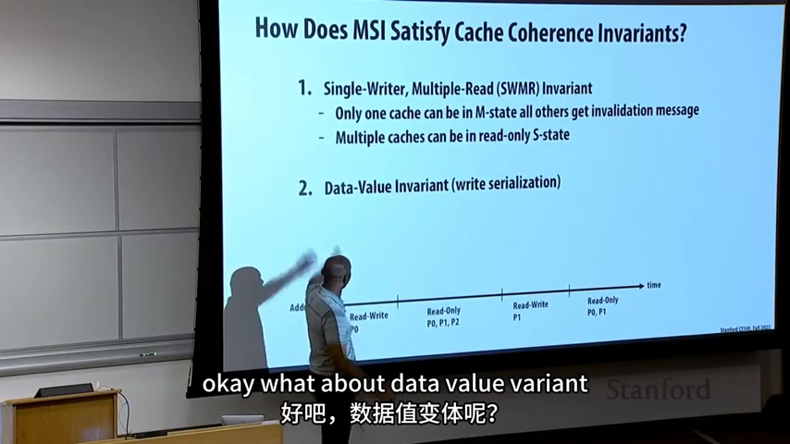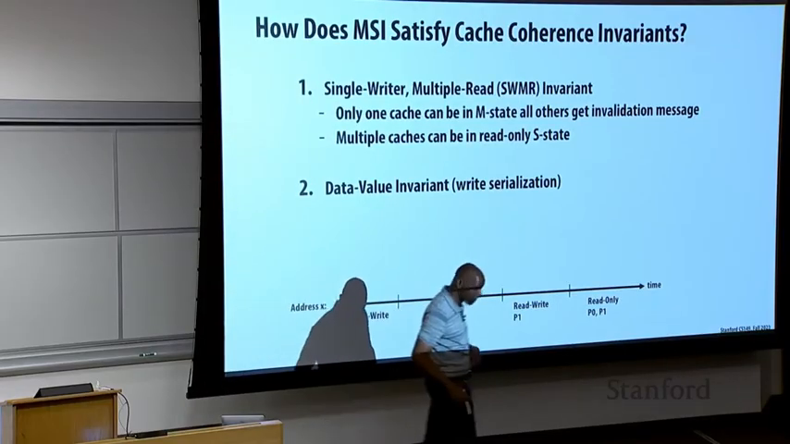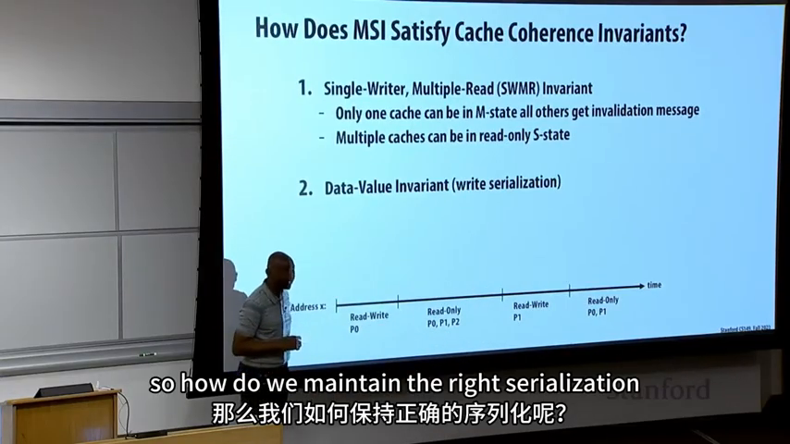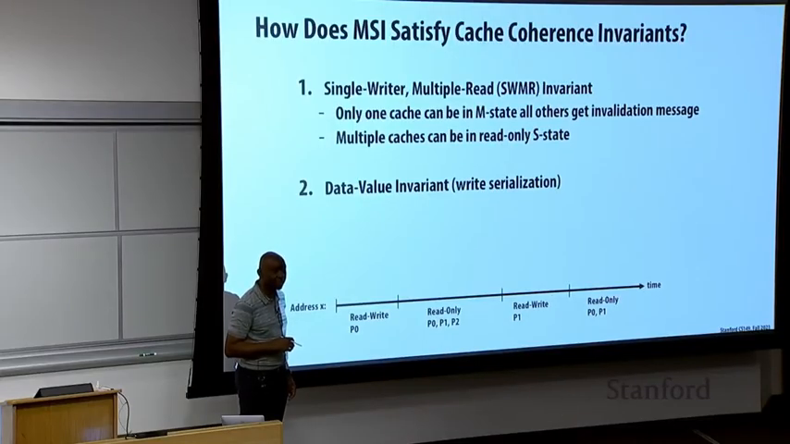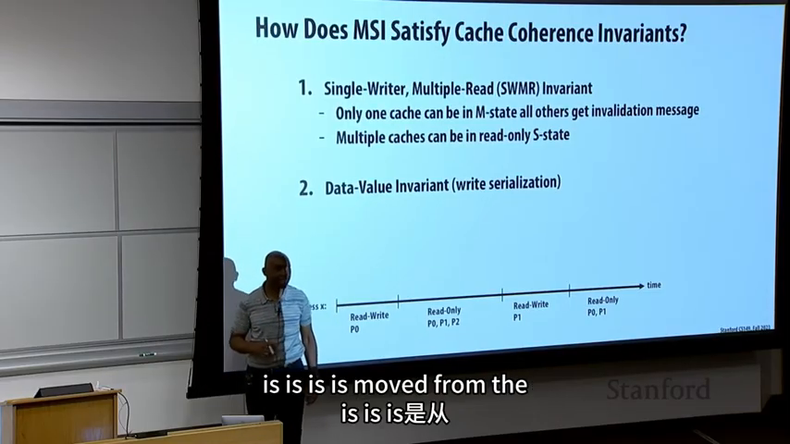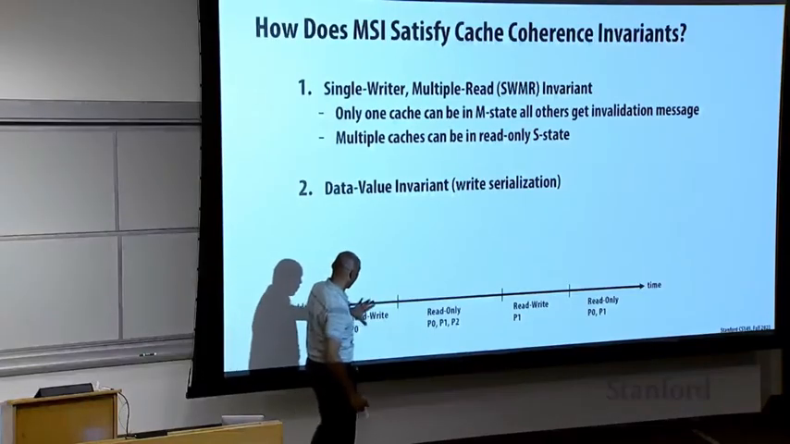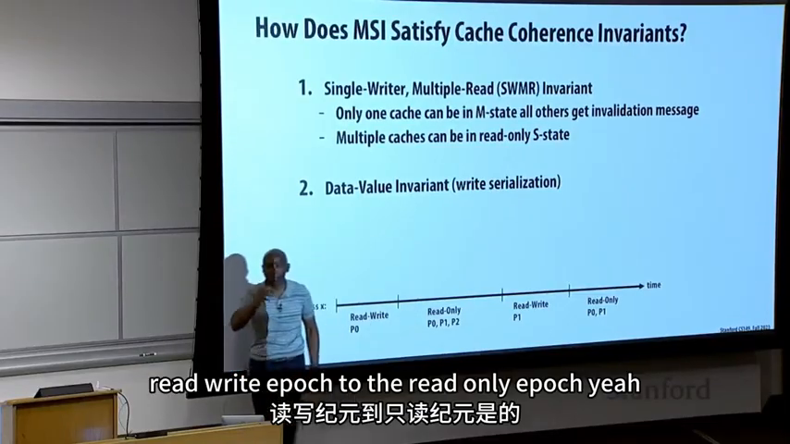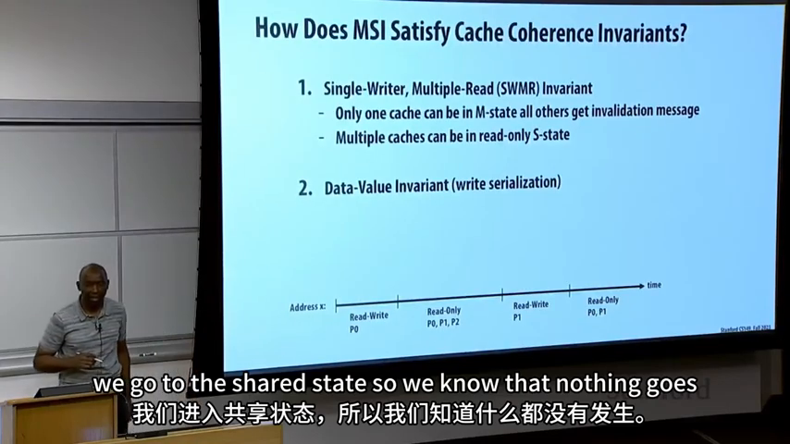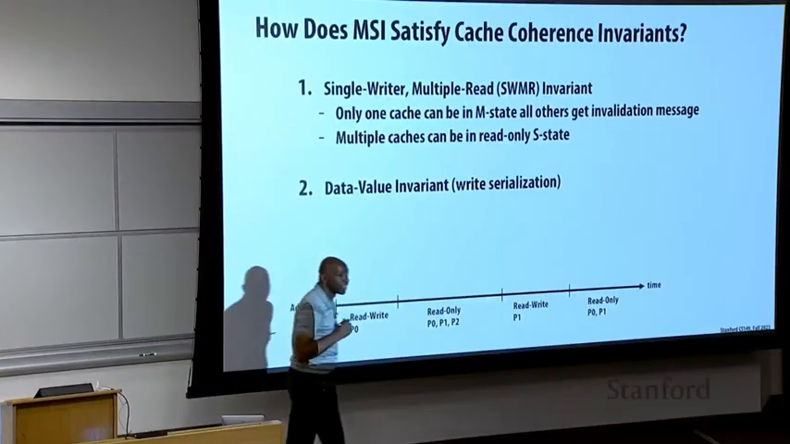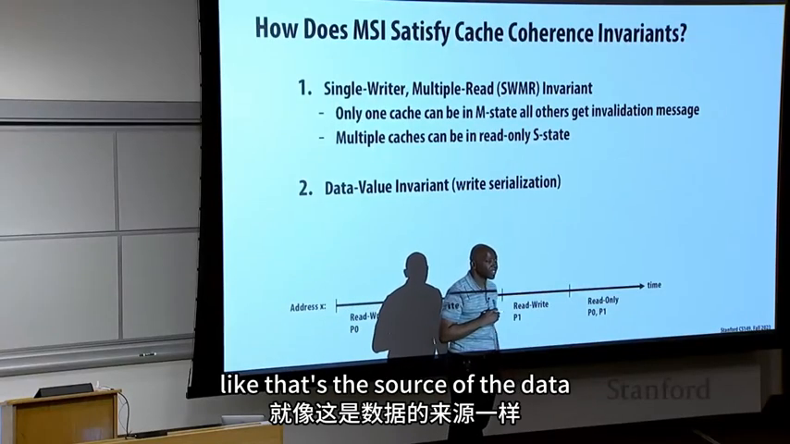Good. Okay, what about the data value invariant? Tell me about that. So how do we maintain the write serialization? We go through the bus every time, so the bus acts like the serializer. Right. And what about the data value? How do we make sure that the data is moved from the read-write epoch to the read-only epoch? We go to the shared state, so we know that nothing is... You go to the shared state, yeah. I guess you use the processor that modified it as the source of the data.